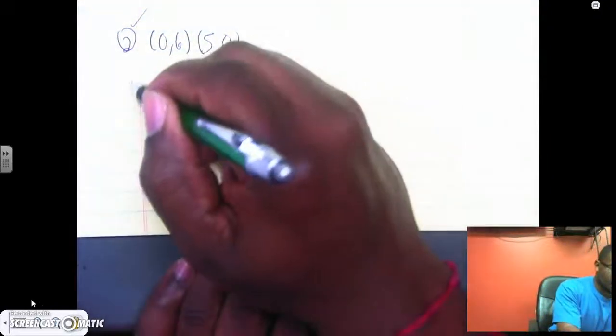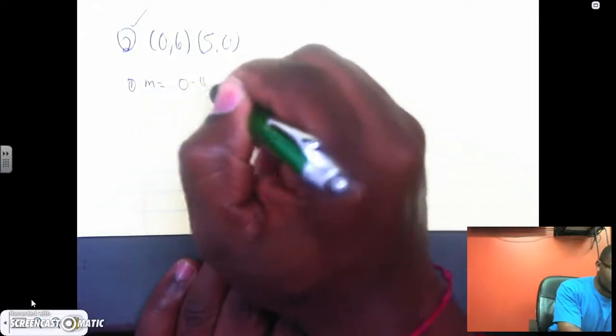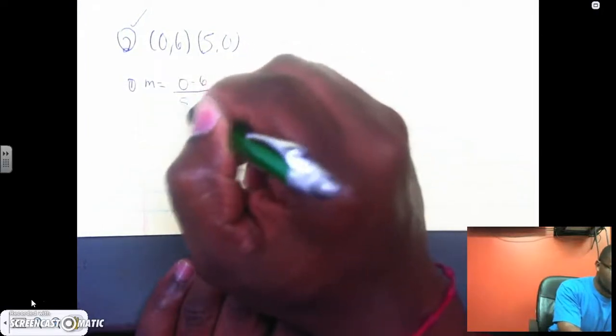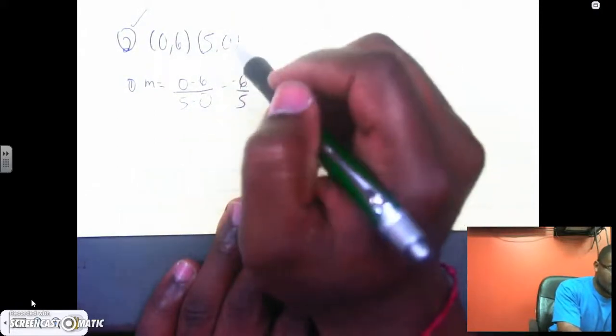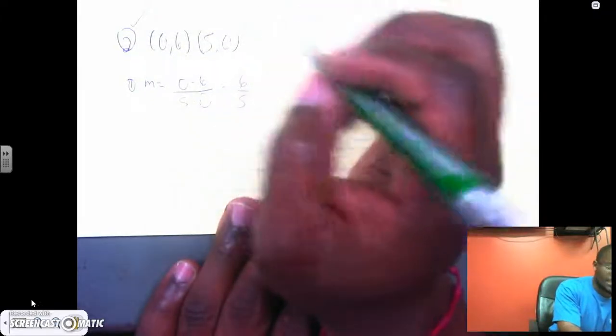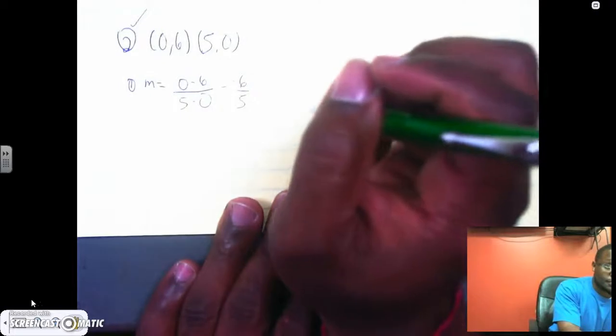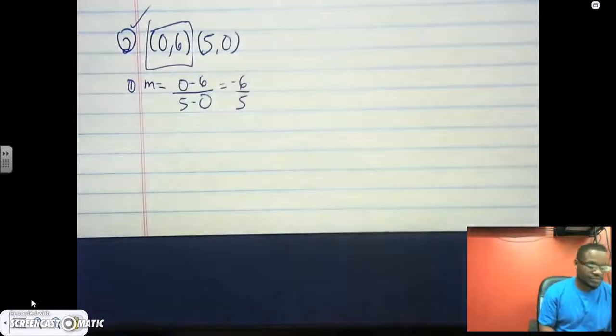Alright, so step number 1 is to find your slope. I'm going to find my slope, which is 0 minus 6 over 5 minus 0, which is -6 over 5. So I did that too quick. 0 minus 6, 5 minus 0. Alright, that's my slope. The next thing is to pick a point. It doesn't matter which point you pick. I picked the second one last time. I'm going to pick the first one this time just so you can see.